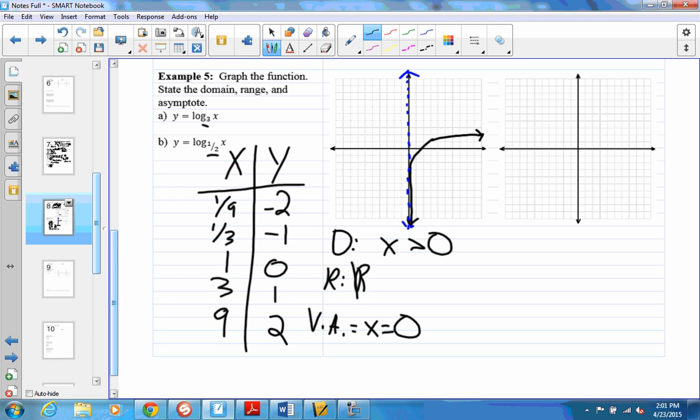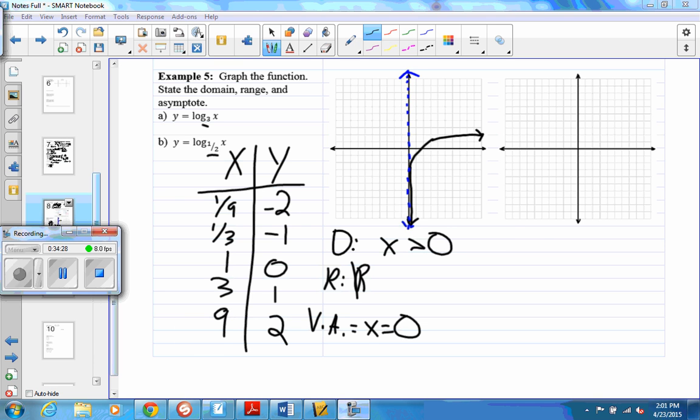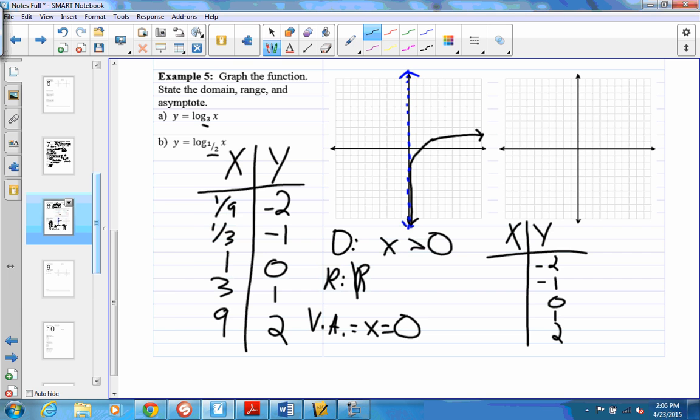On your own, do the next one. Make a chart. Do -2 up to 2 for not x, but y. So plug in those. You can feel free to change it to exponential form. Give me a graph with asymptotes and everything on your own. Come back to me.